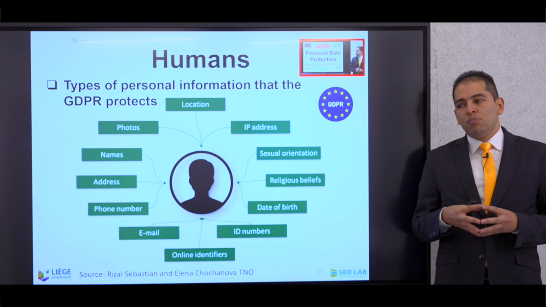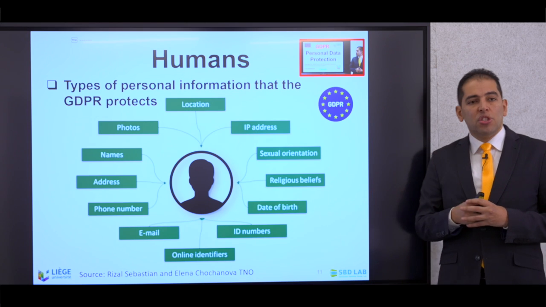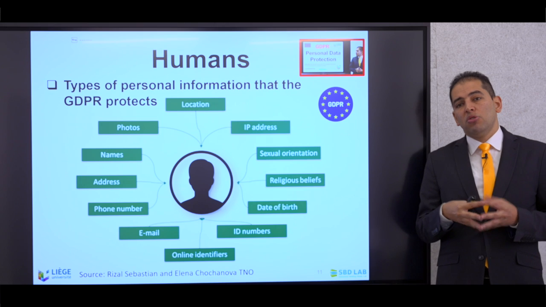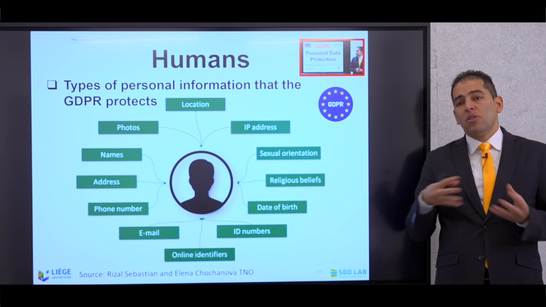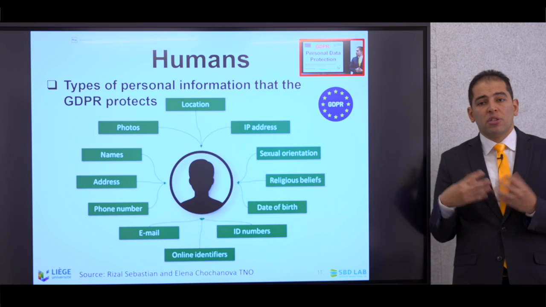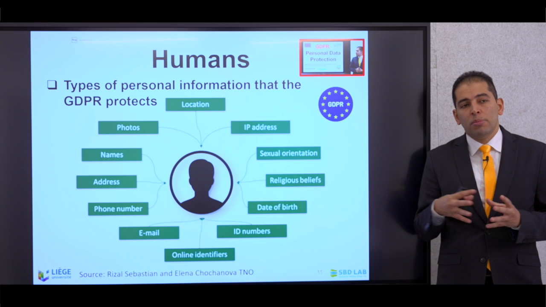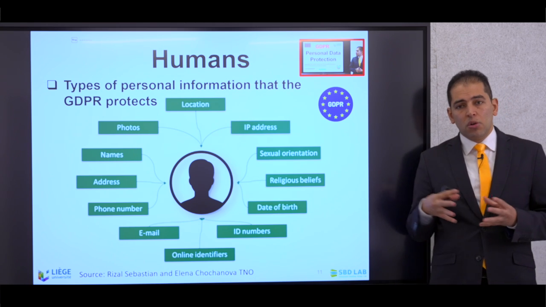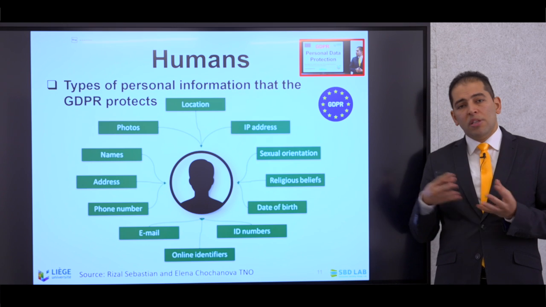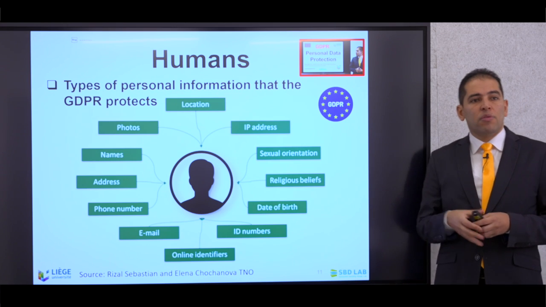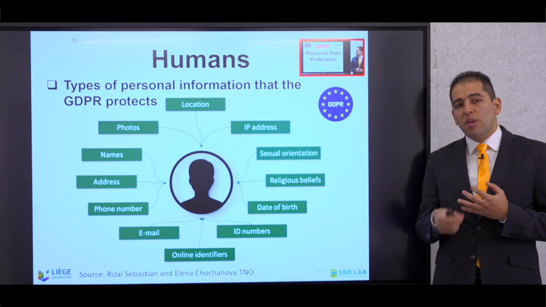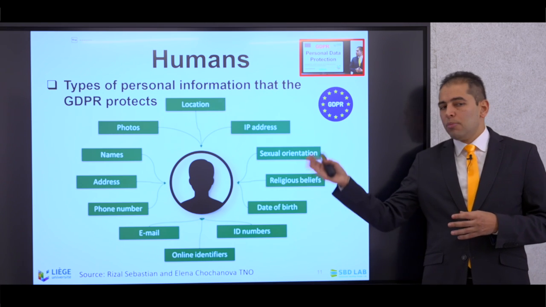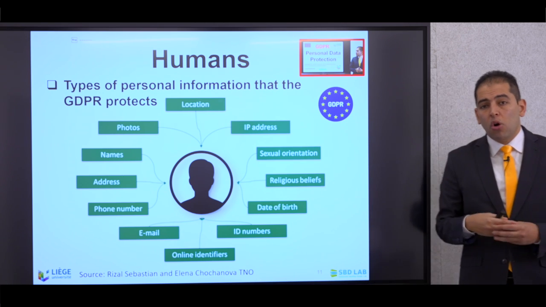Like I mentioned earlier in a GDPR video, which I invite you to watch, there are different types of information that need to be protected. And depending on the country and the region you are living in, for example in Europe, Europeans will be falling under the GDPR. The GDPR is a general rule for personal data protection in the European Union. It protects people's location, IP addresses, sexual orientation, religious belief, date of birth, phone numbers, address, names, and so on, online identifiers.